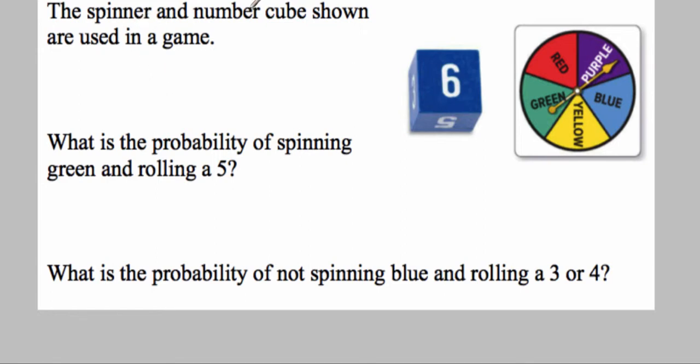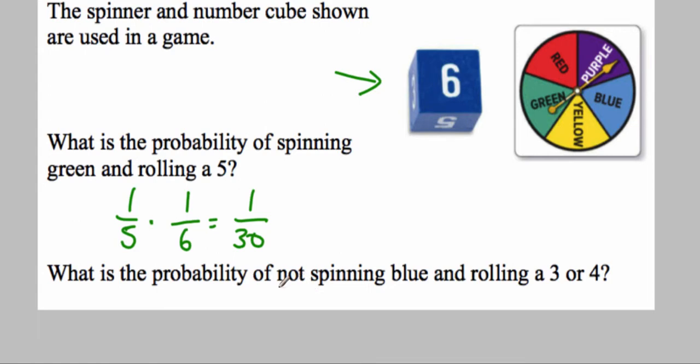So this one says the spinner and number cube shown are used in a game. So we're using this stuff over here. What's the probability of spinning green? Well, there's one way to get green out of 5 possibilities. So 1 out of 5. What's the probability of rolling a 5? Well, there's only one 5 out of 6 possibilities. We multiply together and we get 1/30. So we have a 1 out of 30 chance of spinning green and rolling a 5.